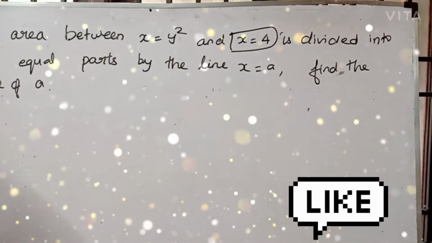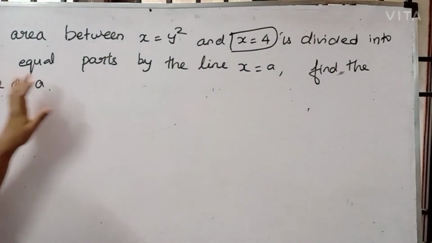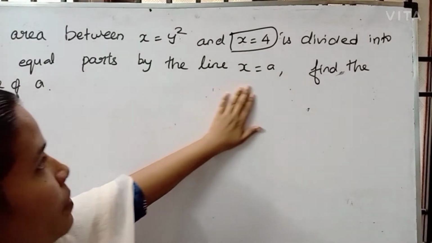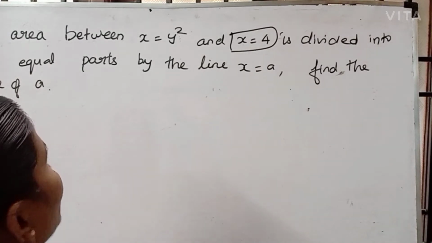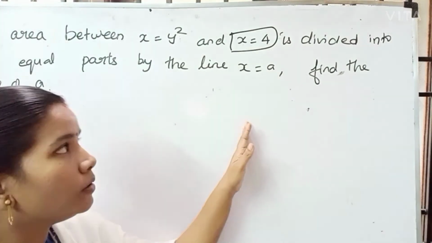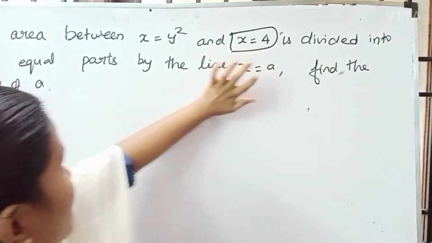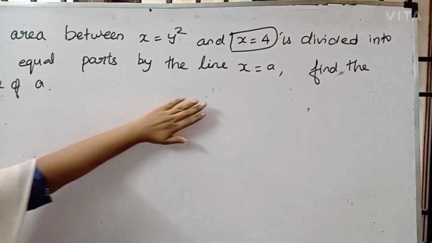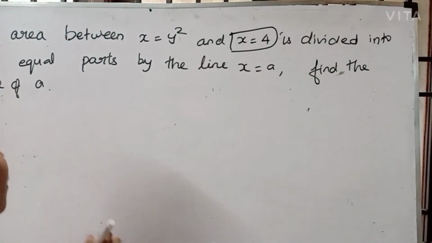Sum number 8: the area between x equals y square and x equals 4 is divided into two equal parts by the line x equals a. Find the value of a. So here in this question there is a parabola. In this parabola a line is there. That line is divided by another line, x equals a, into two equal parts. We have to find the value of a. So this is the question.